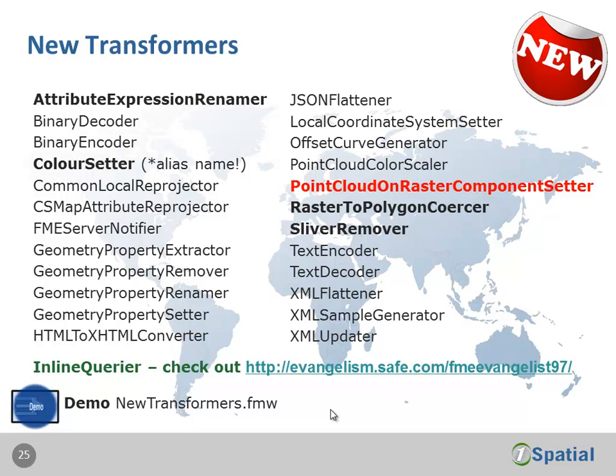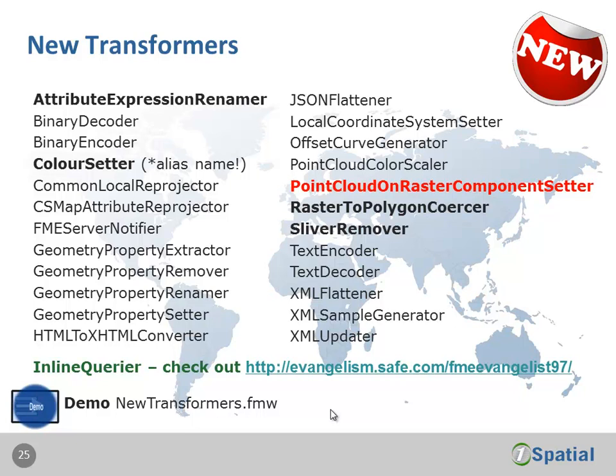The color setter is a revision of some old transformers, and that's an alias name, and I'll introduce you to that topic in a little while. And I would urge you to go and take a look at the Inline Querrier. If you do a lot of feature merging, so there is a transformer called the feature merger, and there's one called the joiner, and you do a lot of processes where you're having to join data sets together, do go and look at the Inline Querrier.